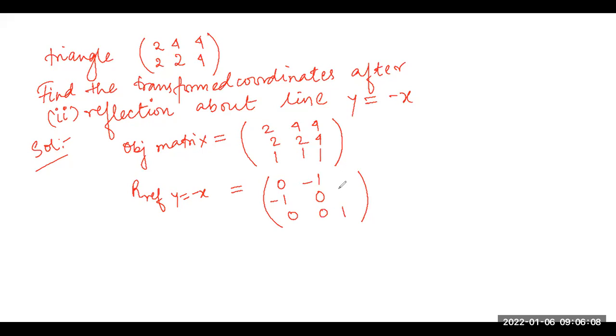So, fine. Now, this transformation is applied on my object matrix. So therefore, the reflection matrix is applied on my object matrix. I will multiply the reflection matrix with the object matrix. After doing so, I will get the new transformed coordinates of my object matrix after reflection. So what are the values which will come? You solve and you tell me.